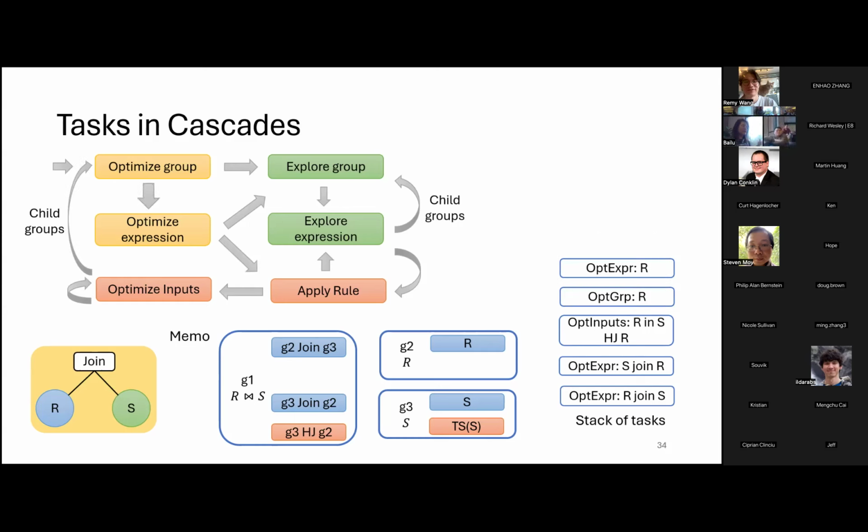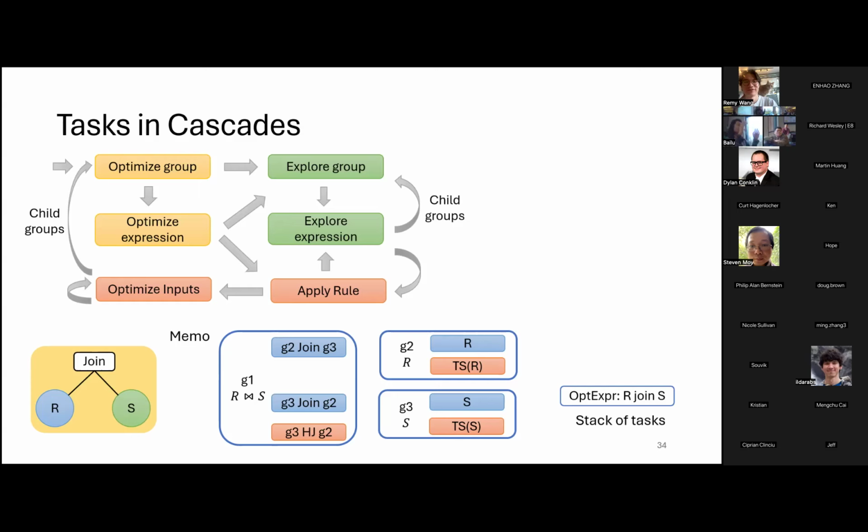We get the best plan for R, optimize the expression for R, resulting in a table scan of R. And at that point, we're going to backtrack again and again. Then, because now we're done with optimizing the expression of A's join R, we'll backtrack again, and we'll continue to optimize the best expression for R join S. So the process is very similar to the previous one.